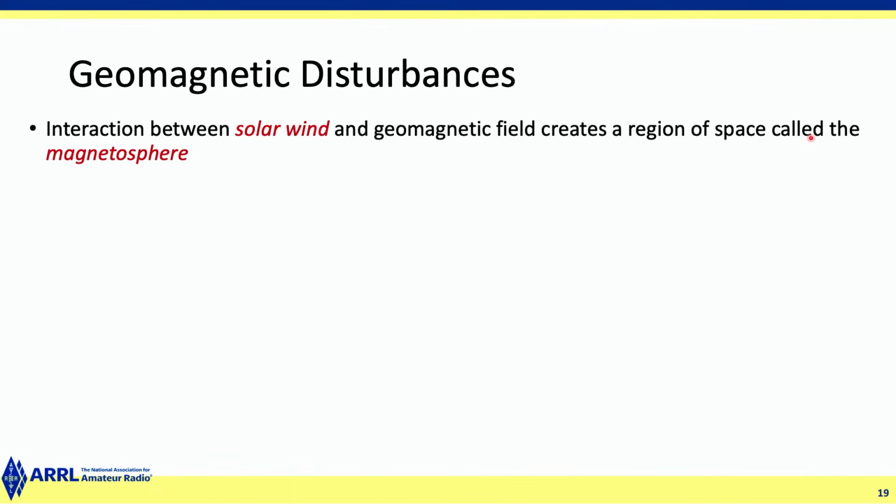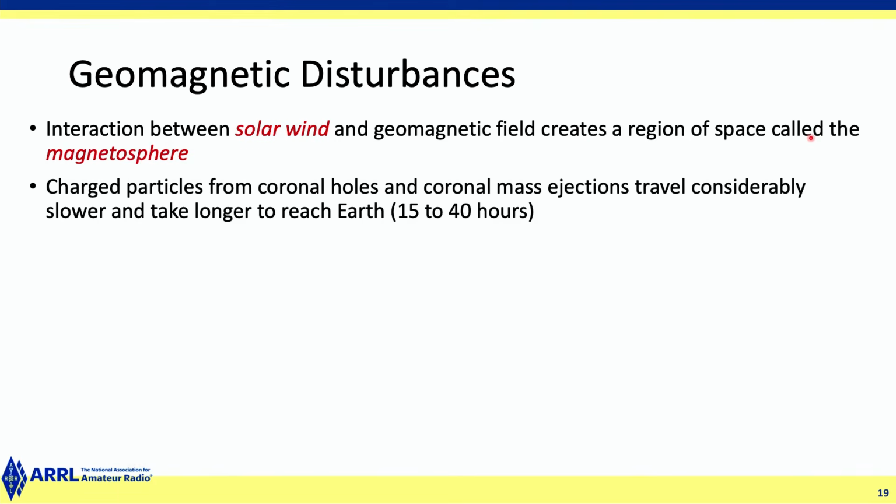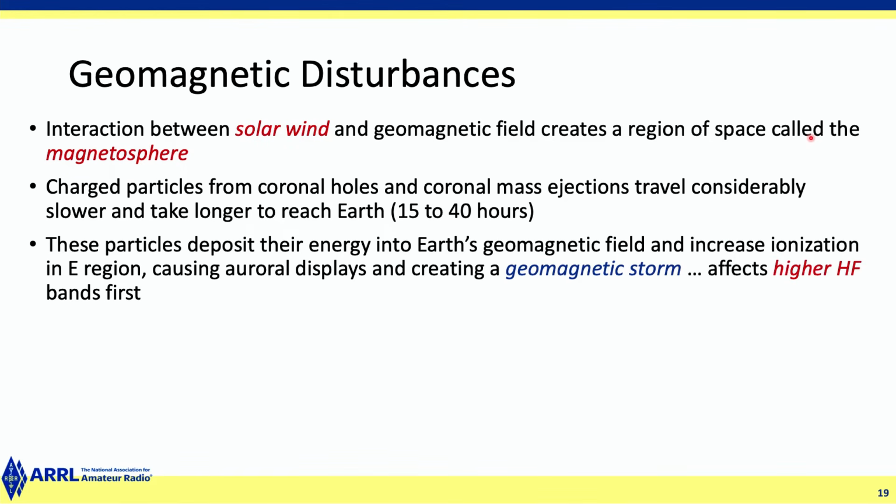Also, another thing we can get is geomagnetic disturbances. It's an interaction between solar wind and the geomagnetic field on Earth that can affect regions of space called the magnetosphere. And when we get these coronal mass ejections that reach Earth 20 to 40 hours later, we can get all sorts of things disrupting ionization in the E layer.